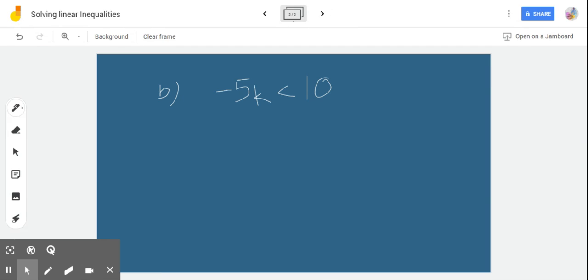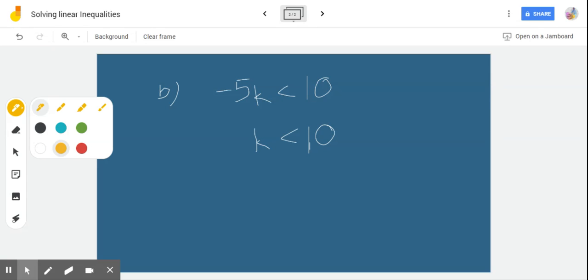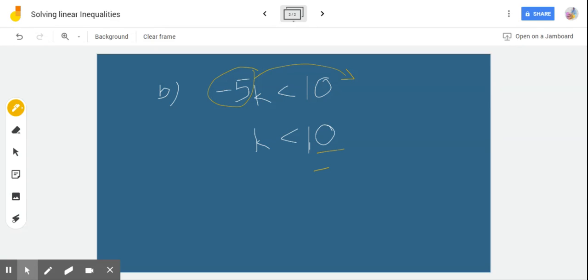Next. Okay, next one is negative 5k less than 10. What should you do? Write down the variable first, and then the number on the right hand side. Now, you want to bring negative 5. Since negative 5k means negative 5 times k, so you need to divide by negative 5.